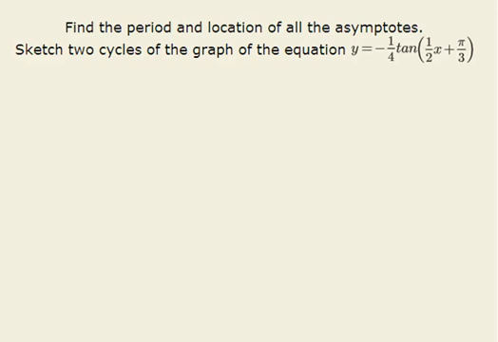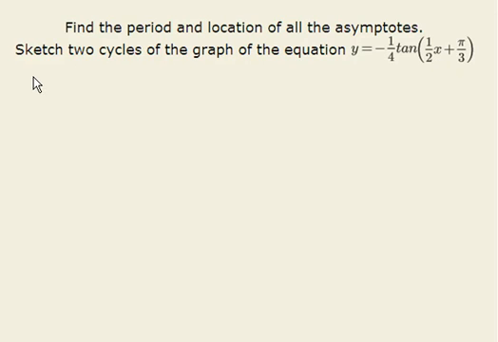For this problem, we are asked to sketch two cycles, or two branches, of the graph of the equation y equals negative 1/4 tangent of (1/2 x plus pi over 3). In order to sketch this graph, we will look at its period and its phase shift.